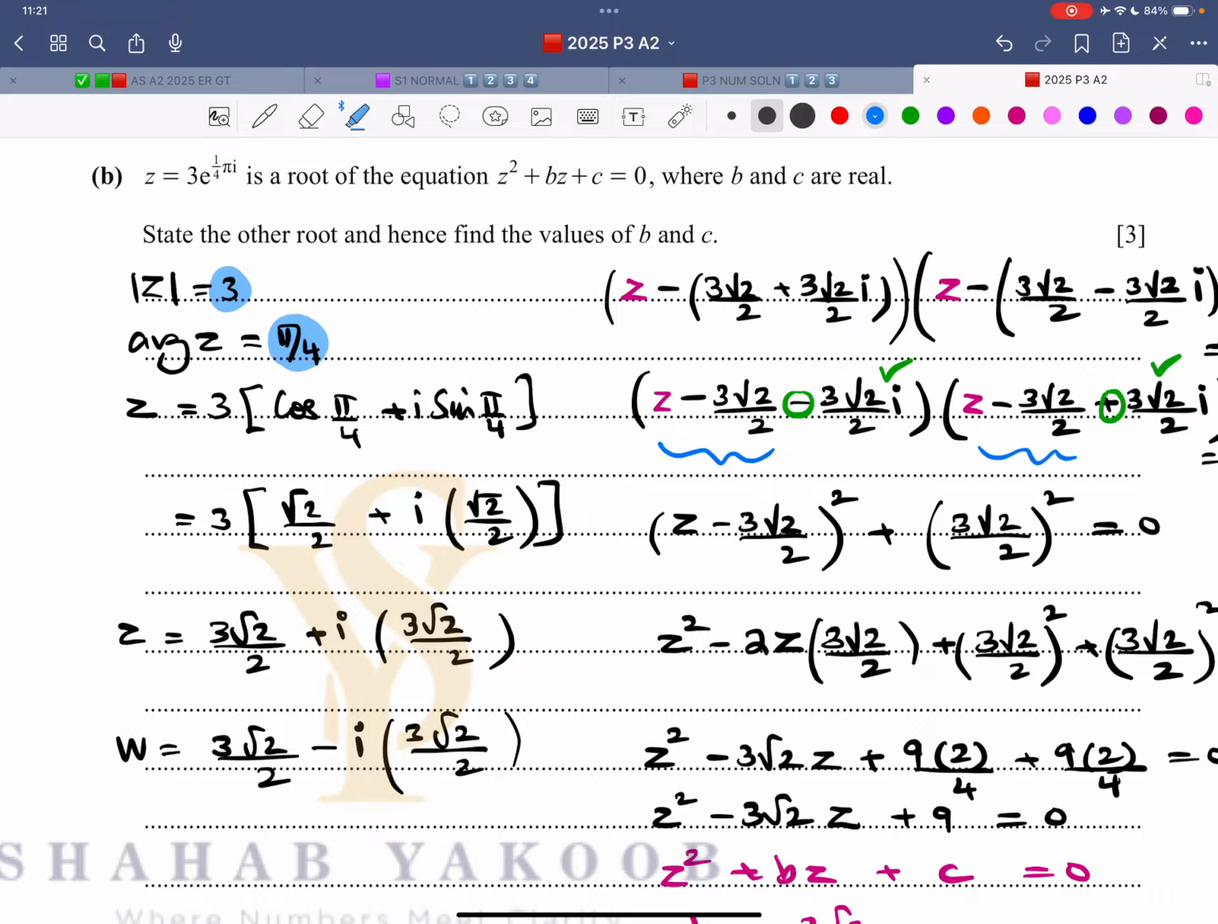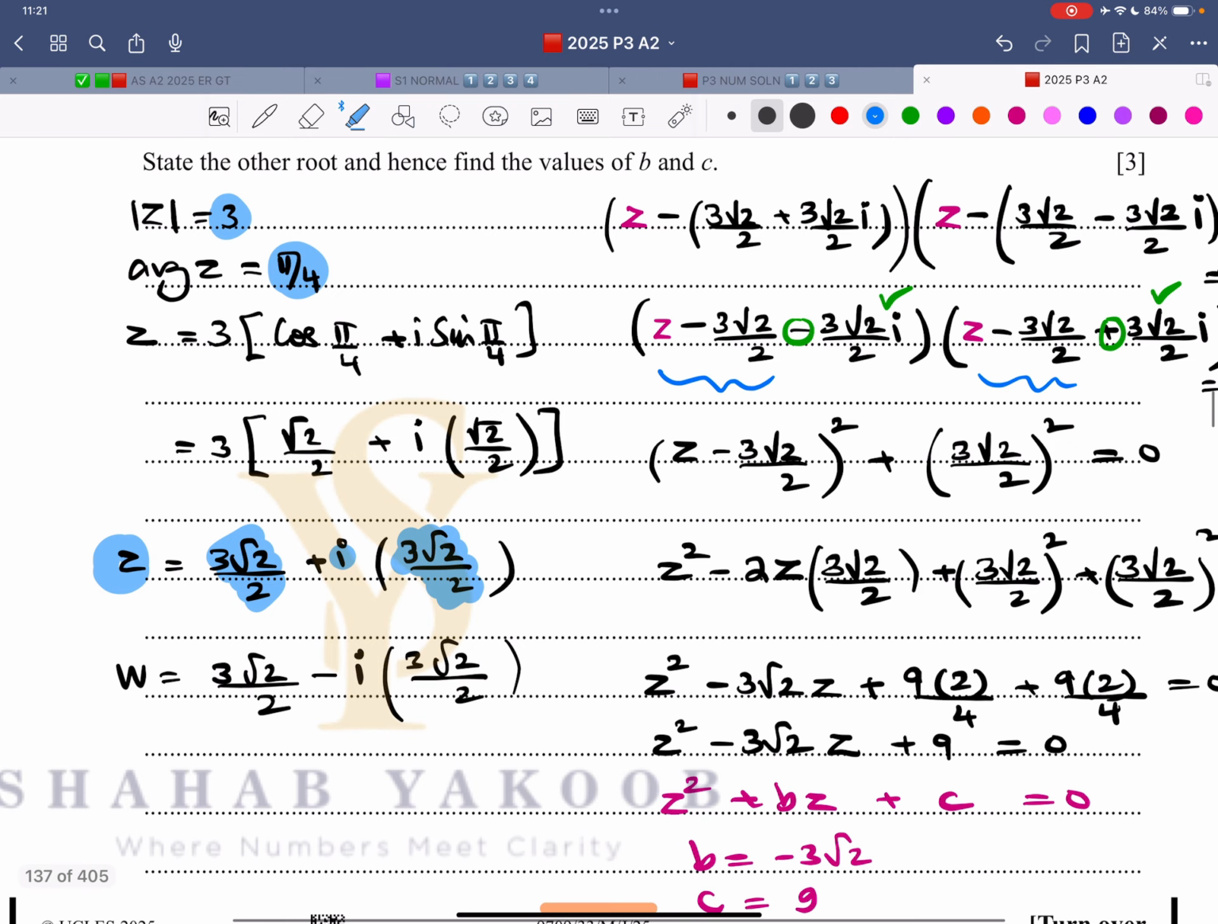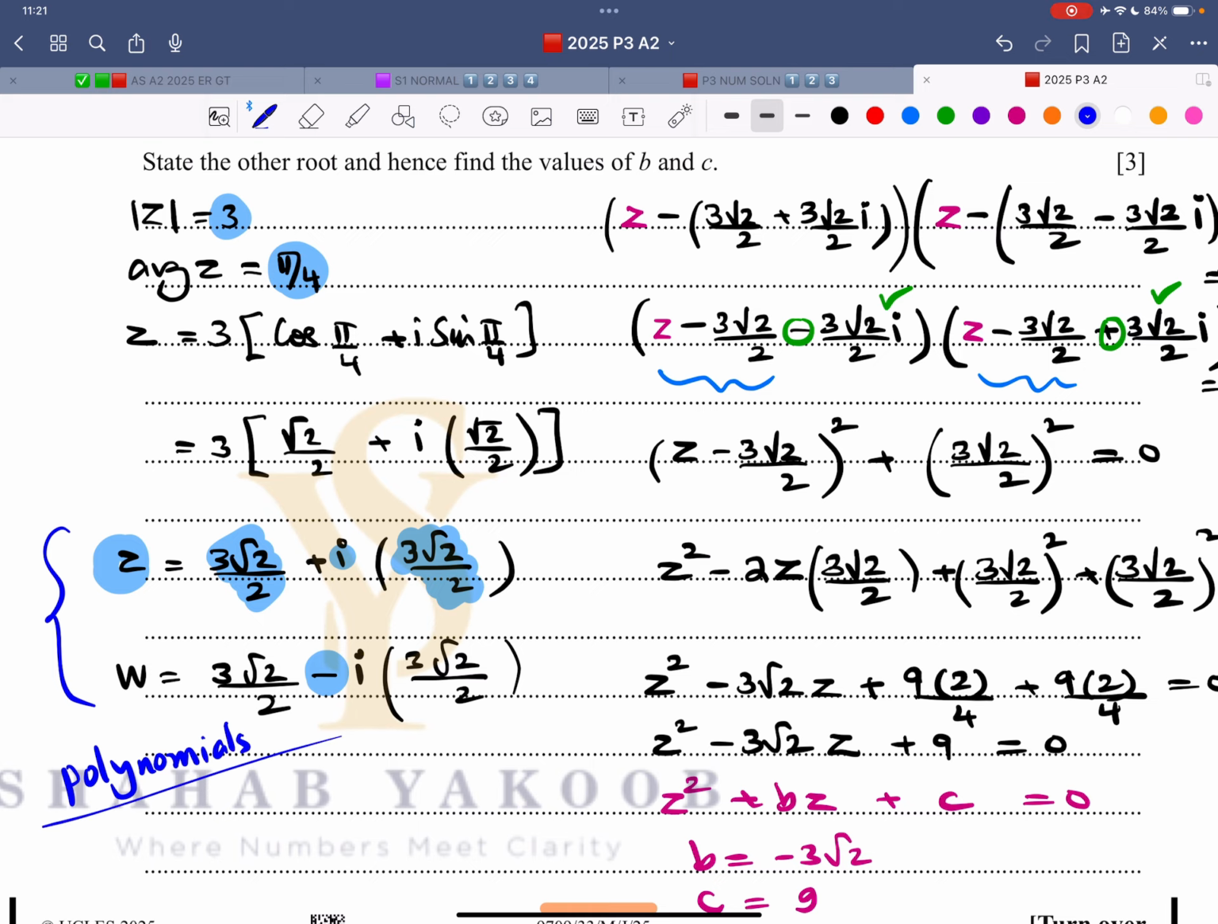It has an angle of pi by 4. Let me write it out, expand, and this is what I'm getting, Z. That is 3 root 2 plus i, 3 root 2 over 2. And the other root has to be the same thing but conjugate. So we know that in polynomials, whether we are talking about quadratics or cubics or quartics, complex roots occur as conjugate pairs.